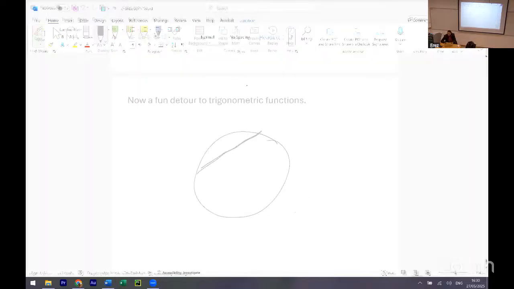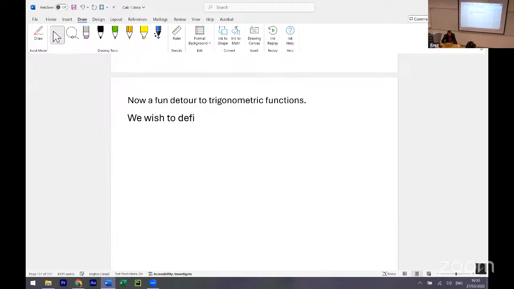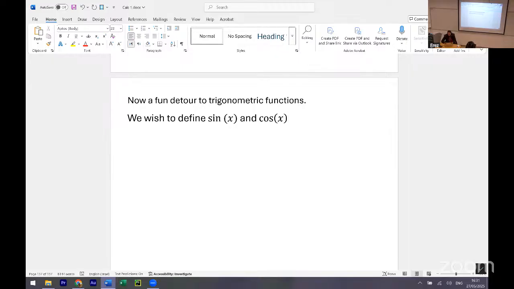Nice. Okay. I won't write any of it up, but it was a general knowledge question. Okay. Euclid did everything first. So we wish to define sine of x and cosine of x. For your best recollection, what is the definition of sine of x and cosine of x?